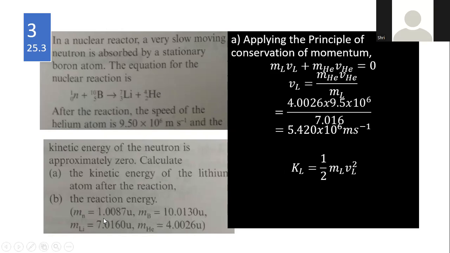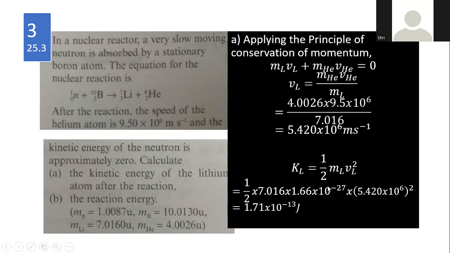Put your mass of lithium. This atomic mass unit, convert it to kilogram, times 1.6 times 10 to the power minus 27. And then times your V square. That's your V. Square that. 1.71 times 10 to the power minus 13 joule. Okay or not?